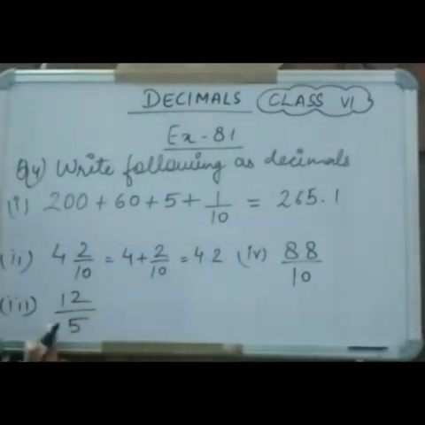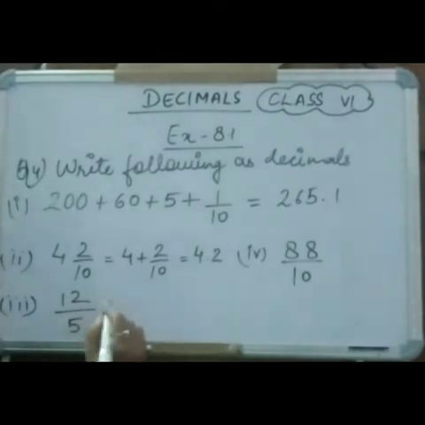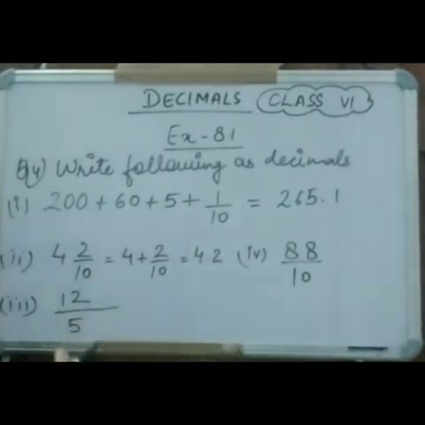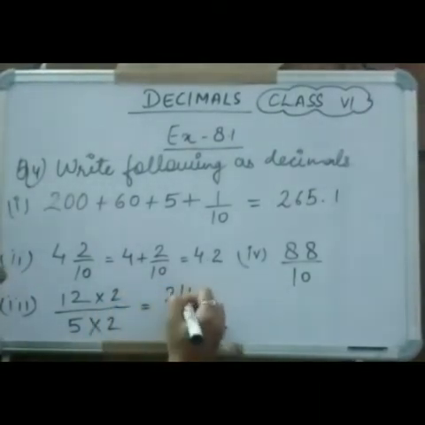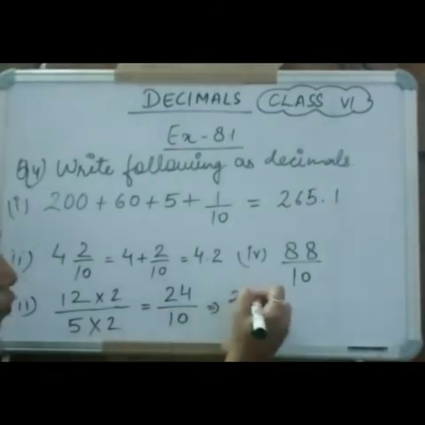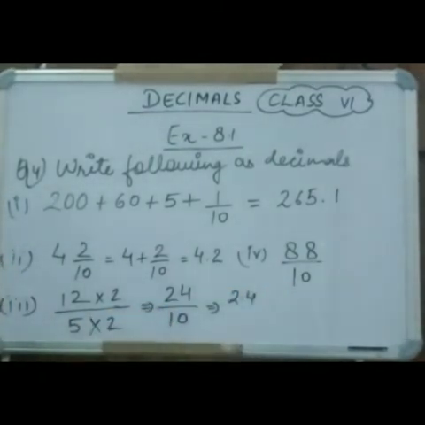Next one is 12 upon 5. Here we will make it in terms of powers of 10. So here we can make it 10, it is very simple for us. 5 twos are 10, equivalent fractions. So 12 twos are 24 and 5 twos are 10. So this will come 2.4. Getting?